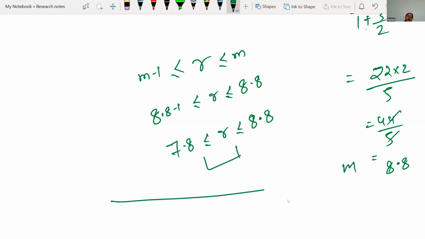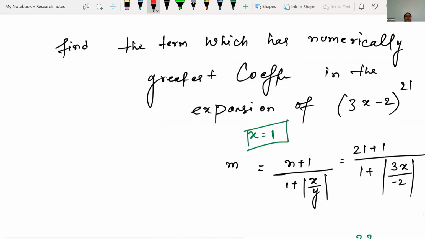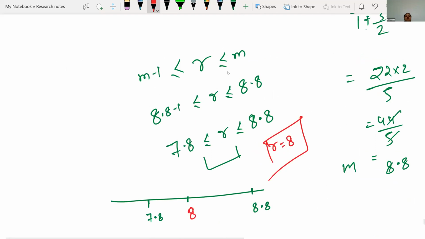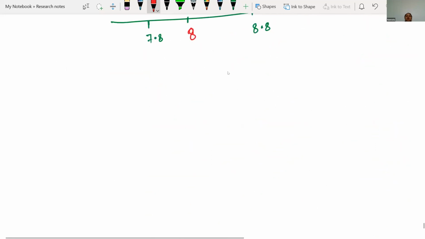In between this, what whole number are you getting? If I draw a number line, 7.8, and the last one is 8.8. In between this, which whole number will you be getting? The whole number 8. So this R will be 8. Okay, getting it? Yes, ma'am. Find the term, which term? Eighth term.